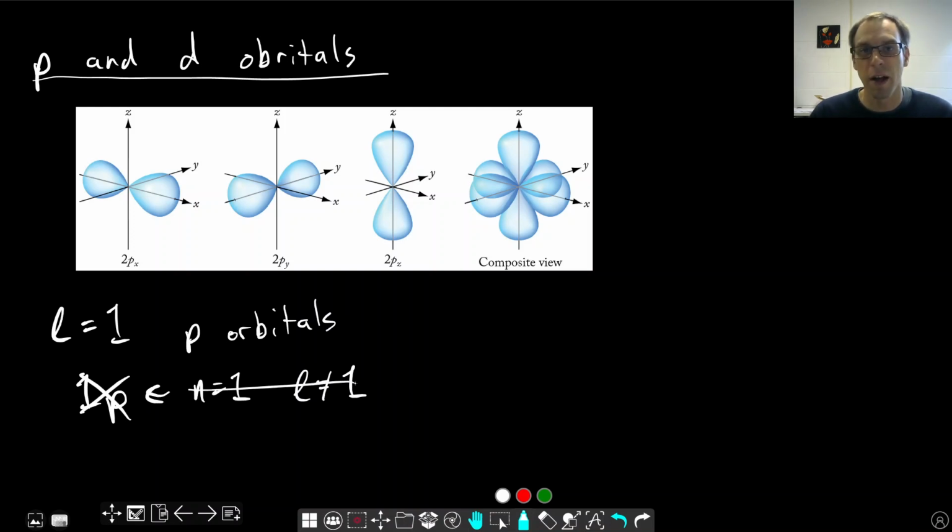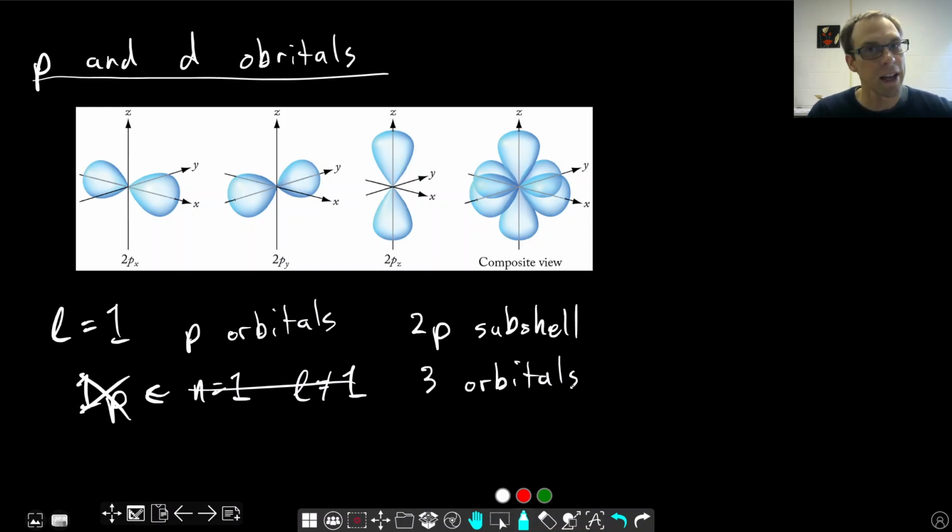So the first set of p orbitals are the 2p orbitals. We call the 2p subshell, to use that terminology again. And the 2p subshell consists of 3 orbitals. So unlike the s orbitals, where we only have one s orbital per shell for 1s, 2s, 3s, for p orbitals we get the 3 orbitals that we show here: 2px, 2py, and 2pz. Now these are named after which axis they point along in the mathematical solutions.